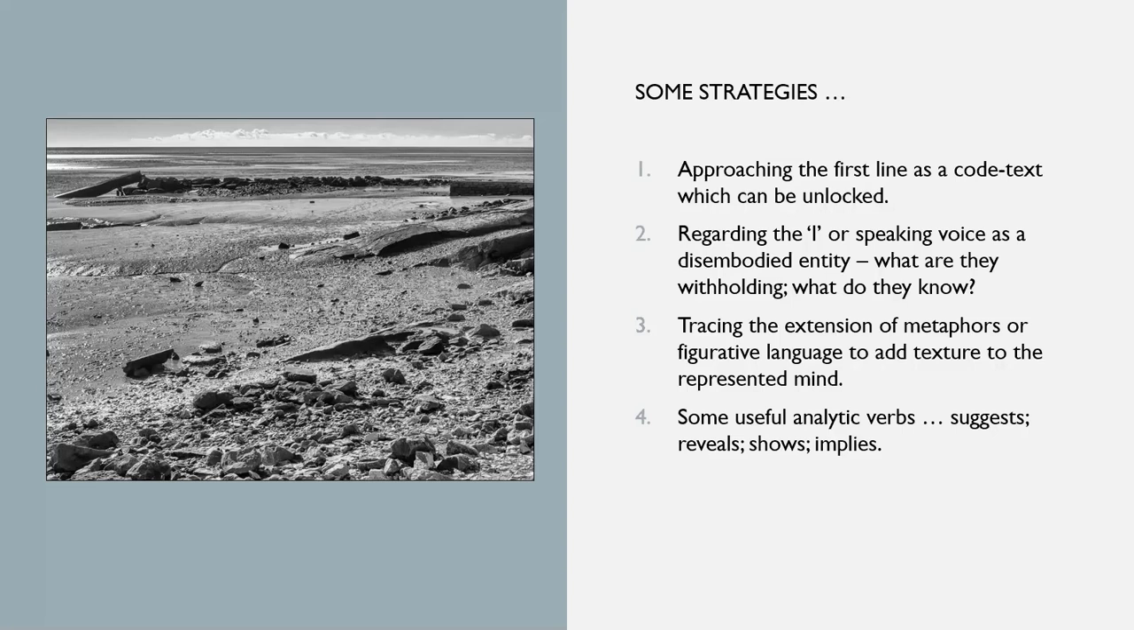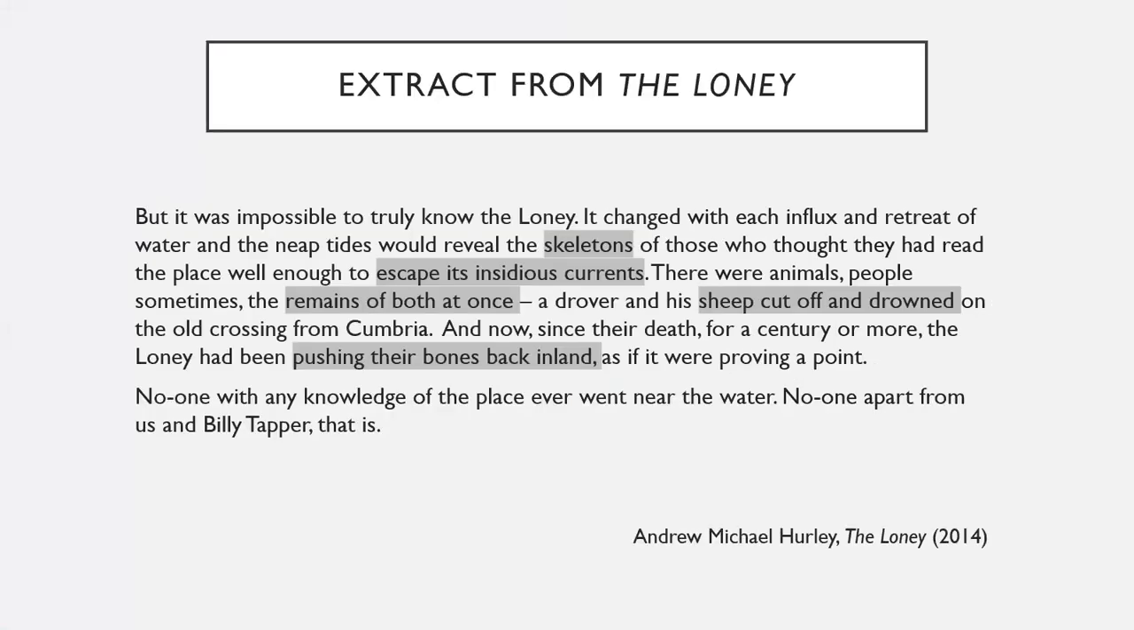So they're just some strategies I do to try and bring evidence and effect into a really, really tight dialogue with each other as part of critical analysis. I asked my students to engage with some of these ideas and find any pieces of evidence they thought were interesting, especially in relation to an unsettling atmosphere. And these are the images that they highlighted. Straight up skeletons, obviously, like Gothic literature. Escape its insidious currents, remains of both at once. Sheep cut off and drowned, pushing their bones back inland. Not very cheery, is it?